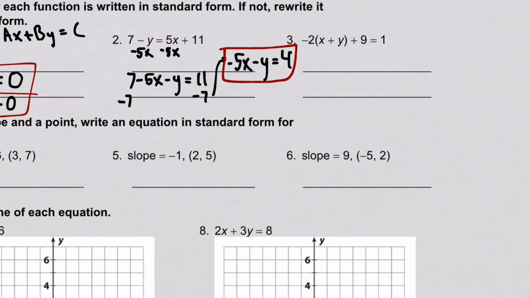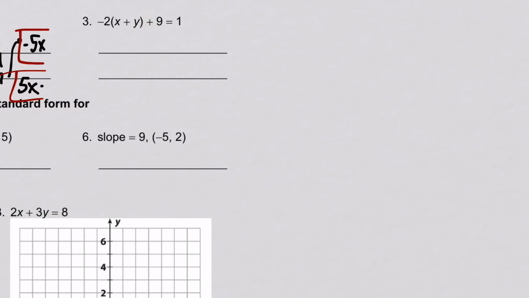Once again, if we wanted that first term to be positive, we could write it positive. We would have to write 5x plus y equals negative 4. Remember, everything becomes the opposite sign. That's it. Okay, number 3, same idea. Is it in standard form or not? If not, fix it. This is not in standard form either, right?